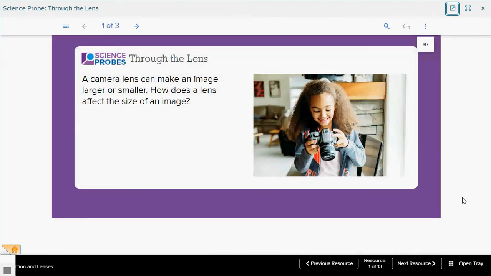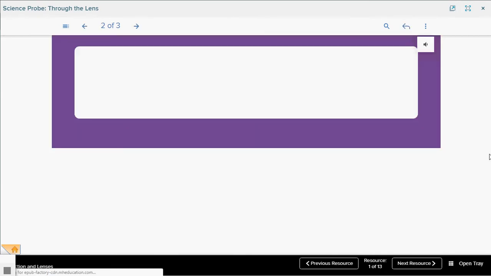Okay, first, listen. This camera lens can make an image larger or smaller. How does a lens affect the size of an image? After that, you can answer this question.